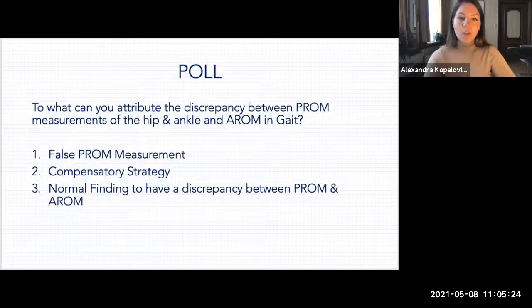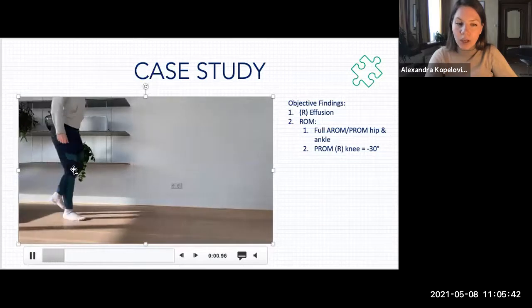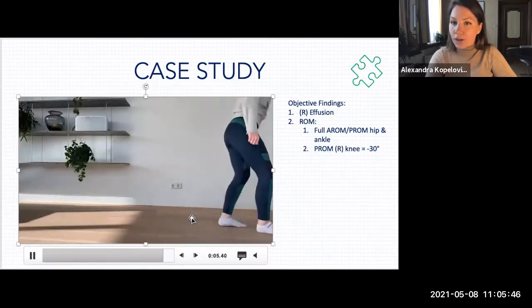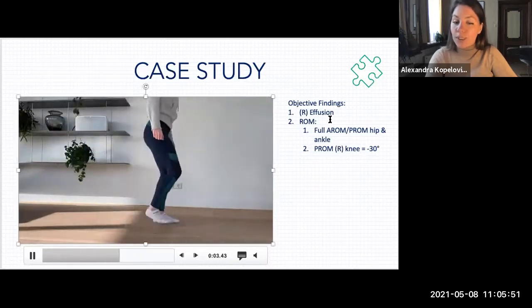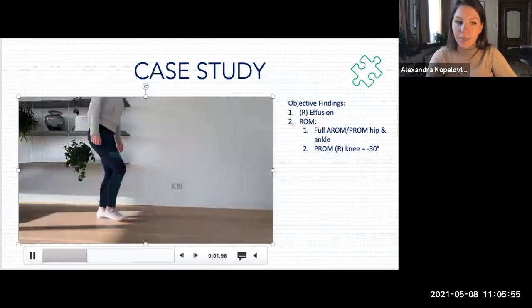So we're going to do a poll right now. To what can you attribute the discrepancy between the passive range of motion measurements of the hip and ankle and active range of motion in gait? So basically, one more time. When we're looking at this patient, she presents with flexion at the hip and dorsiflexion at the ankle throughout the entire gait cycle. But this patient has full range of motion, passive and active at the hip and ankle.